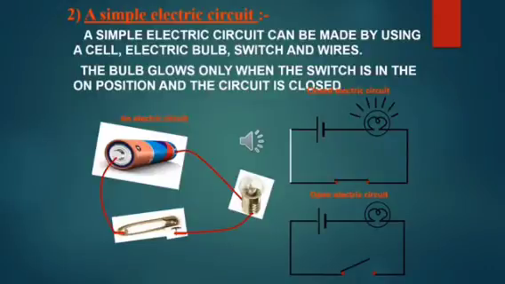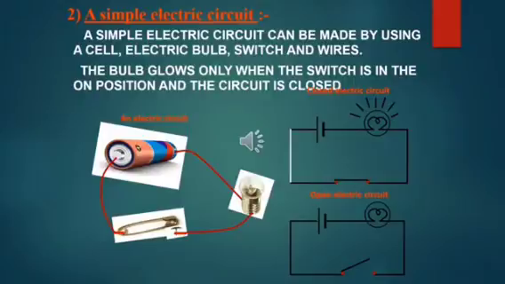Now what is a circuit diagram? What we have drawn over there. A circuit diagram tells us how the various components of an electric circuit have been connected by using the electrical symbols of the components. Am I clear? A simple circuit can be made of a cell, an electric bulb, a switch and wires. Can you see there? On the slide, you can see both the pictures.